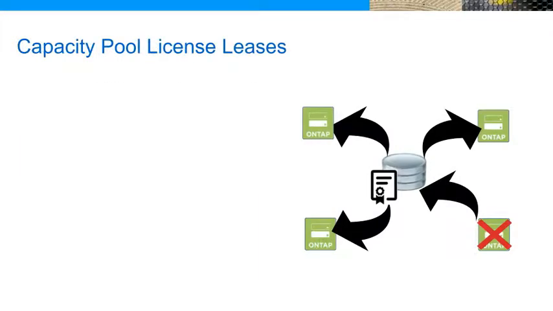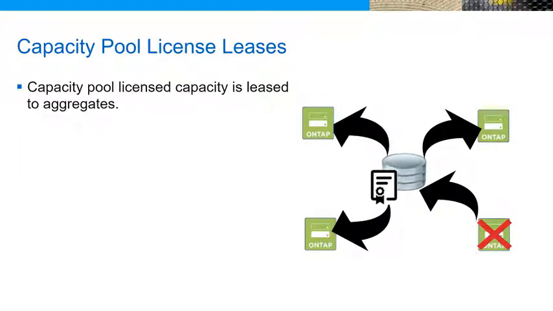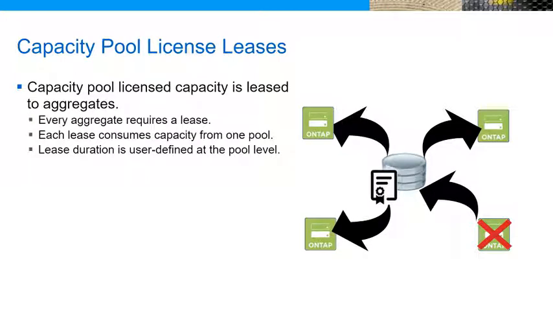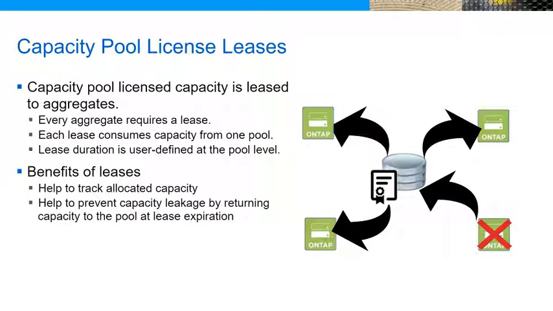To track capacity, the License Manager service uses the concept of leases. Each lease enables the node to consume capacity for a specific aggregate for a certain duration. The duration is user-defined at the pool level and can vary between 1 hour and 7 days. From the License Manager perspective, a lease expiration means that capacity is available to be used elsewhere. The purpose of the lease is to track the allocated capacity across the pool and to prevent capacity leakage.